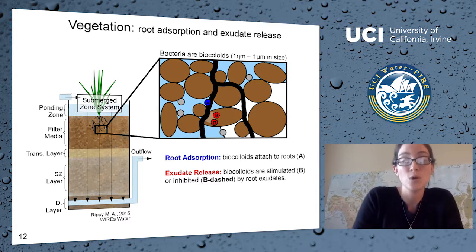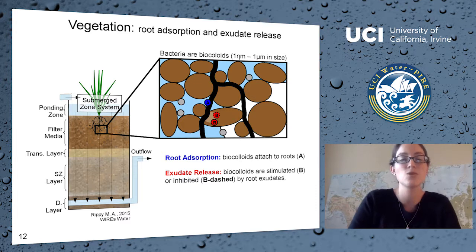And vegetation could impact fecal indicator bacteria through things like root adsorption and exudate release. So for root adsorption, it's what it sounds like. You're just having your fecal indicator bacteria or your biocolloids directly attaching to roots. That would be particle A.